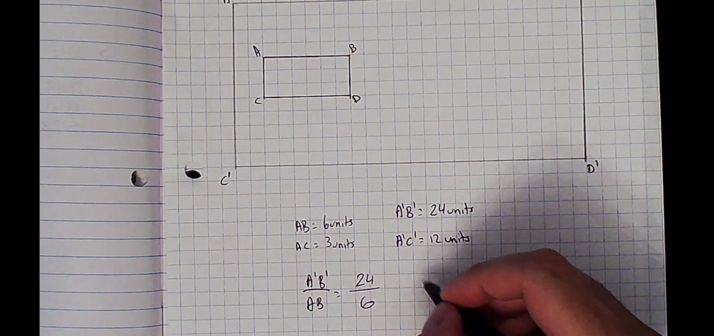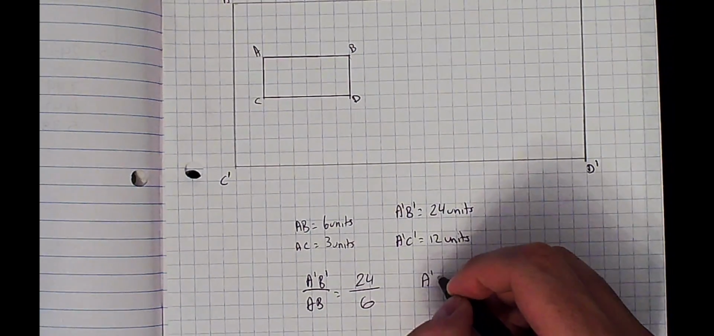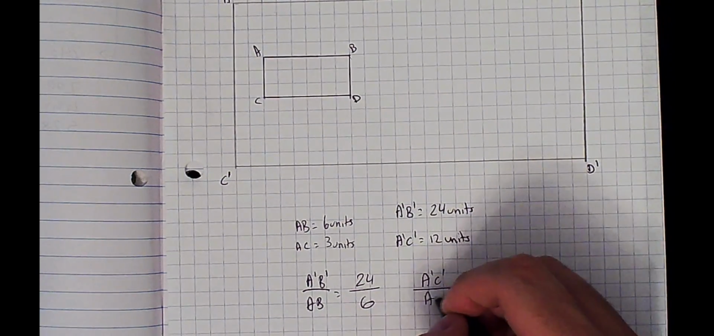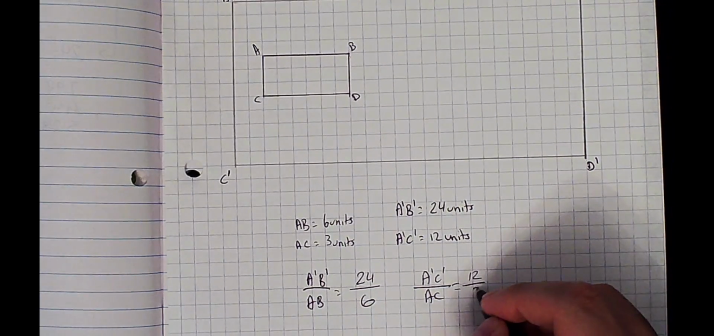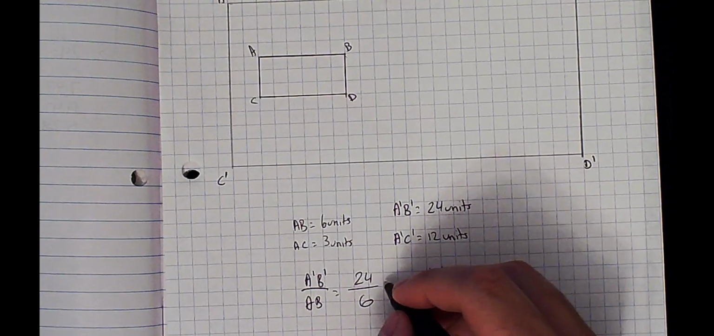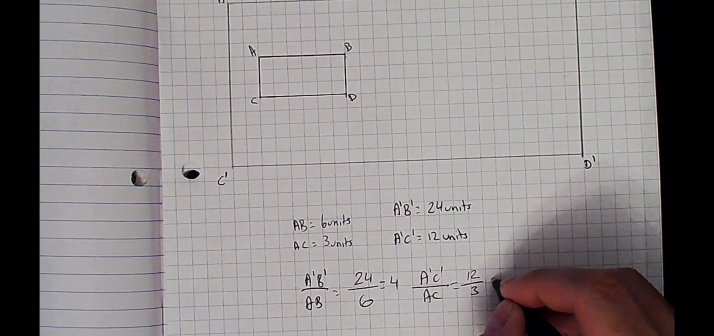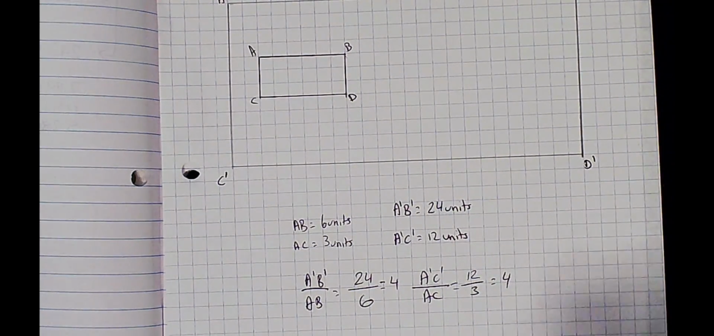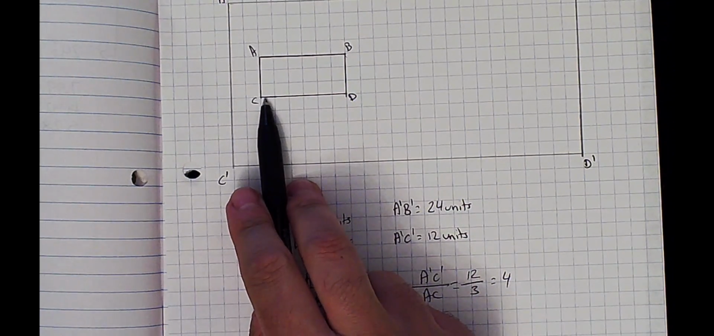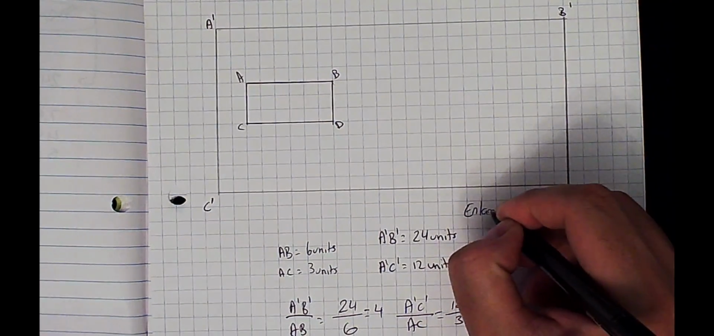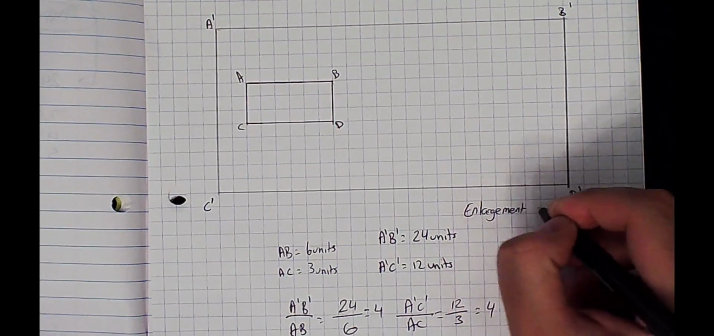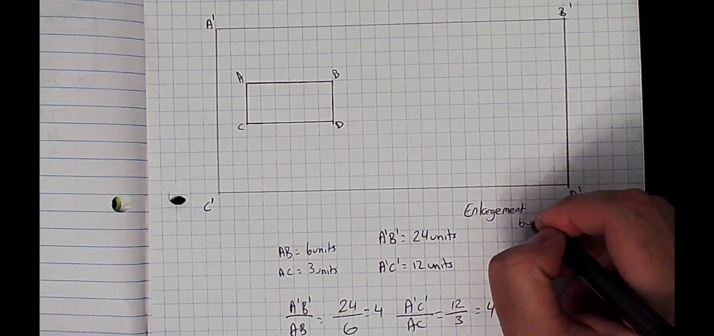And it needs to match. So let's do A prime, C prime over AC. That is 12 over 3. So this would equal 4. This would equal 4. So this is an enlargement because this is the original here. So you would label this as an enlargement by a factor of 4.